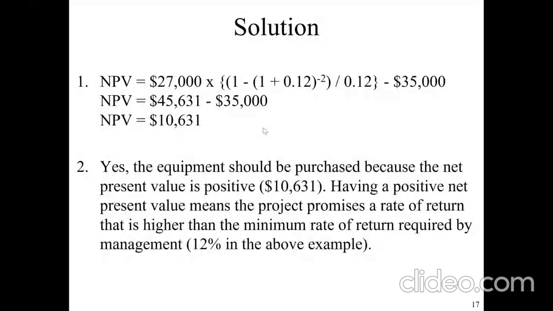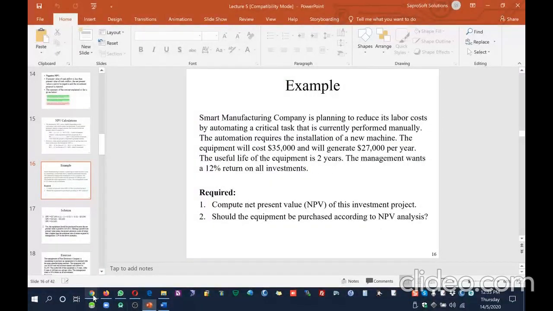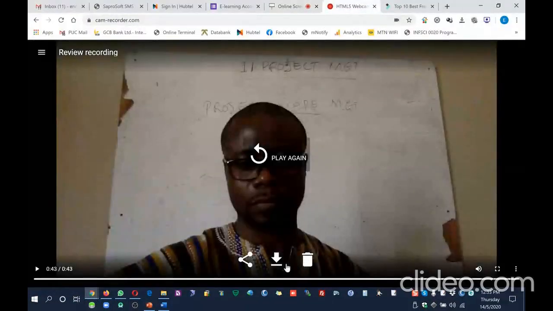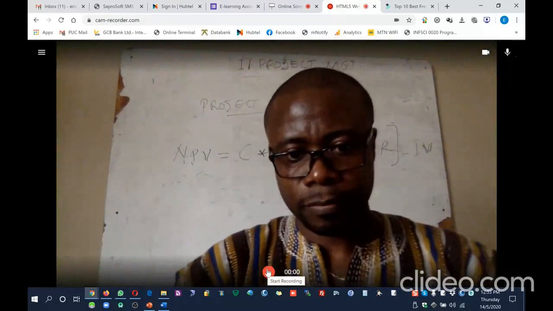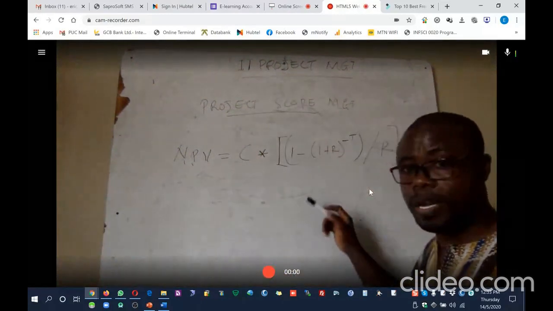Let us now see what we have on my screen. So I'm going to switch you to my screen so that we can see. Yes, I'm sure you can see the formula I have on the screen.